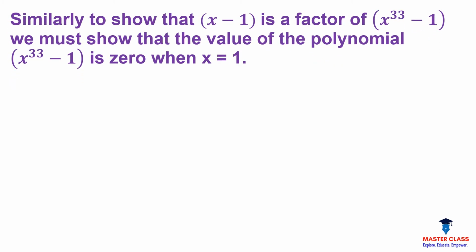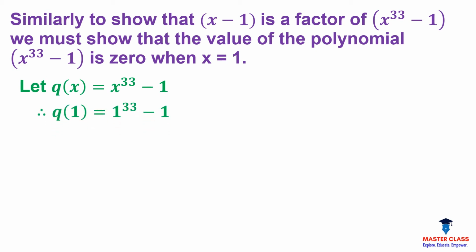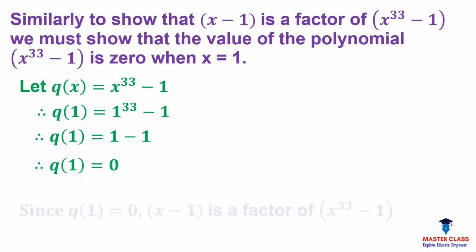Similarly, to show that x minus 1 is a factor of x to the power of 33 minus 1, we must show that the value of the polynomial x to the power of 33 minus 1 is 0 when x is equal to 1. Let q of x be equal to x raised to the power of 33 minus 1. Therefore, q of 1 is equal to 1 to the power of 33 minus 1. Q of 1 is equal to 1 minus 1. That is equal to 0.